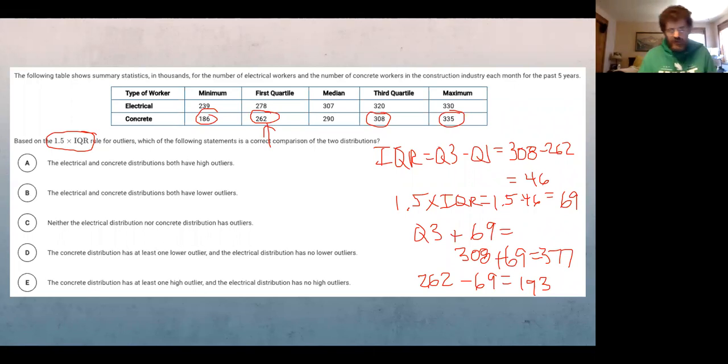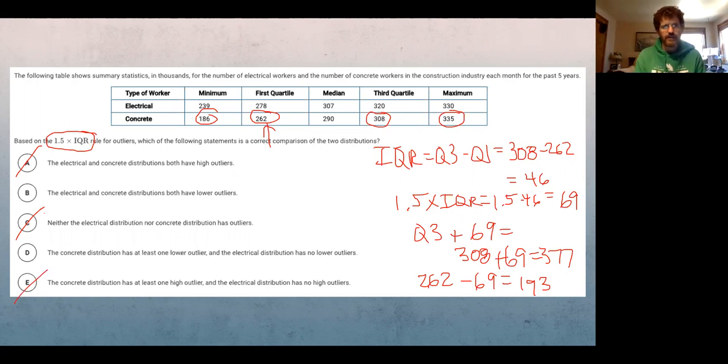So I'm going to look through my answer choices and eliminate some possibilities. Both of these have high outliers for A. Well, that's not true. Both of them have lower outliers. That could be true. Neither concrete nor electric distribution has outliers. Well, I know that concrete does. Concrete distribution has at least one lower outlier, and I don't know anything about electrical, so I'm just going to leave the concrete as is. That one's plausible. And the last one is the concrete distribution has one high outlier, electrical has no high outliers. Concrete doesn't have a high outlier. So only B and D are the options.